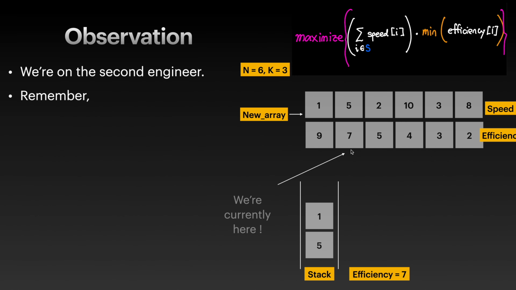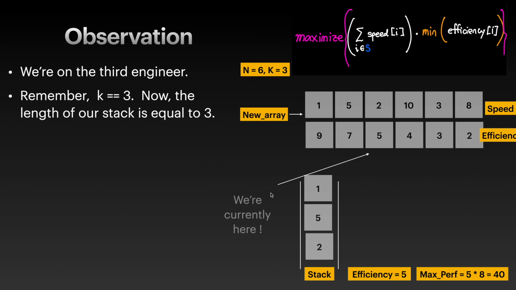Now we are on the second engineer, and we push this 5 into our stack. So this is what our stack looks like. Our efficiency will be 7. We can calculate the max performance here, but let's forget about that for now. Now we have a stack with length equal to 3. So far our max performance here will be 40, because the sum of the speeds will be 8, and our efficiency is 5.